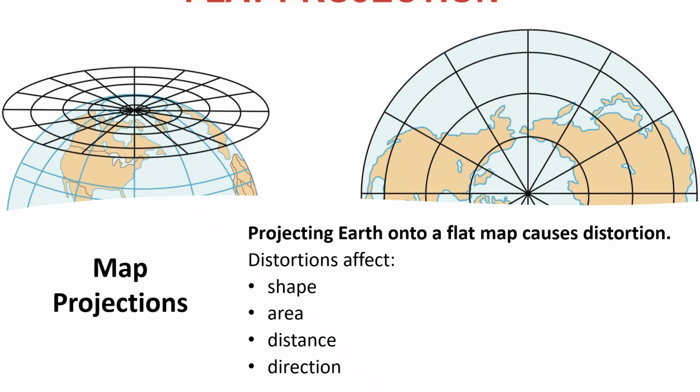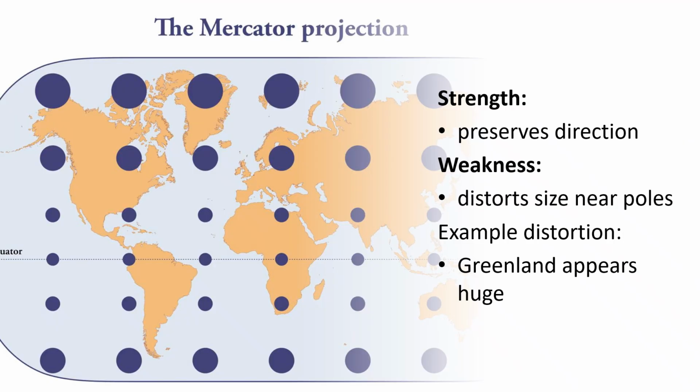We call that sad. All maps are sad. Some are less sad, some are more sad. You must choose the map projection that works for what you need to analyze. Let's look at two map projections. The Mercator projection is sad.